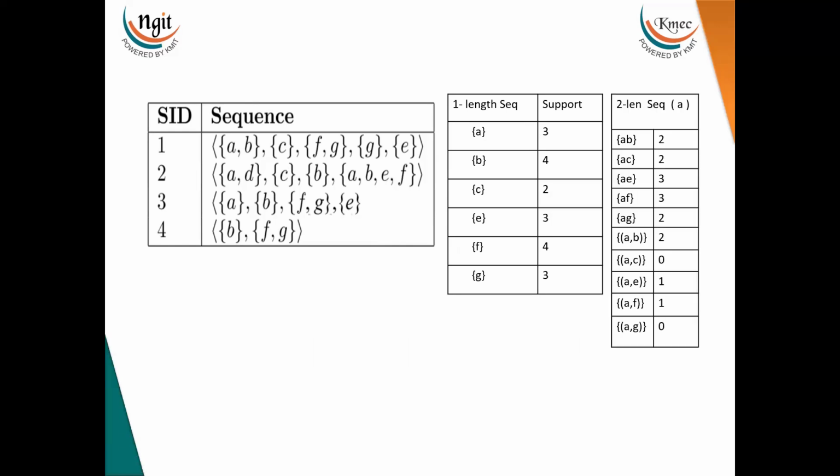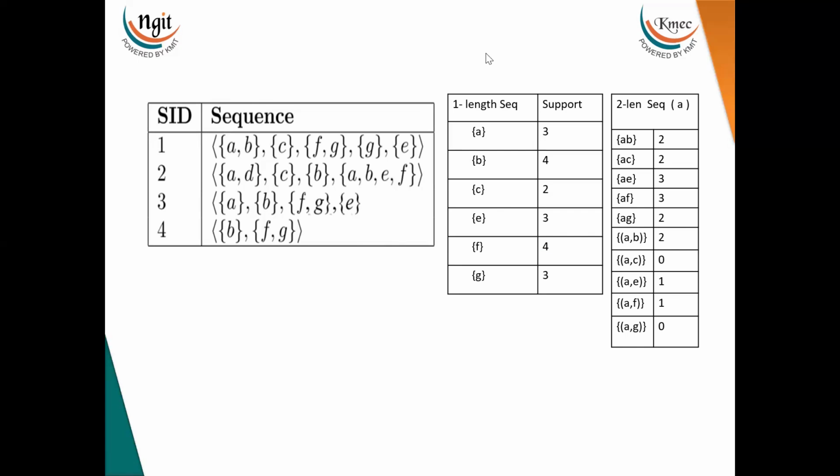And then we need to create the two-length sequences. To do this, we need to create the two-length sequences for every element which is present. So now let us start with A. We are finding the two-length sequences of A. So A is now compared with B: AB, AC, AE, AF, AG. And then we have to create two kinds of sequences, right? One with different transactions and one with the same transaction. If they are between the braces, it means that they are in the same transaction.